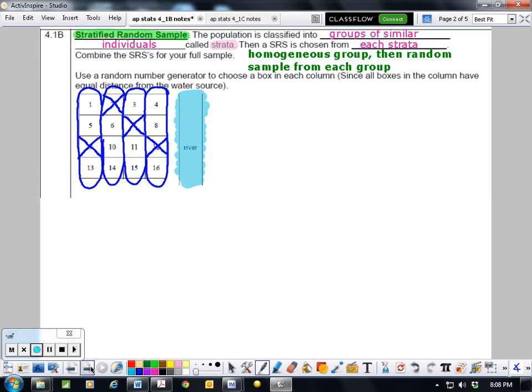Okay, so that's our stratified random sample. We break them up into groups that are similar. Closest to the river, not as close, and so on and so forth. And then we take 1 from each sample, or maybe if we have a lot in that column, we might take 5 from each, just to get a good idea.